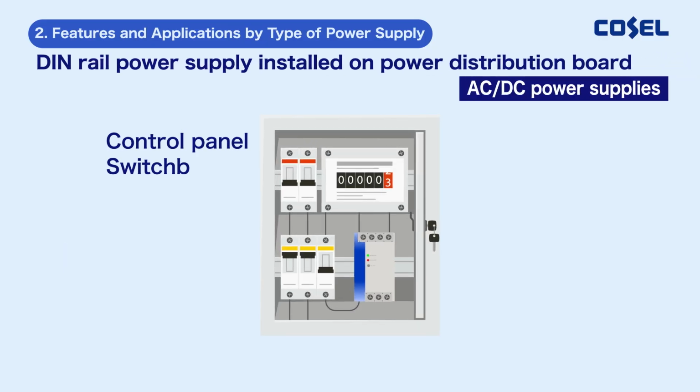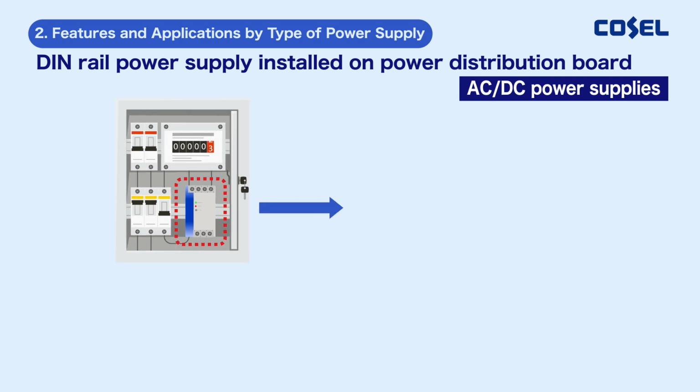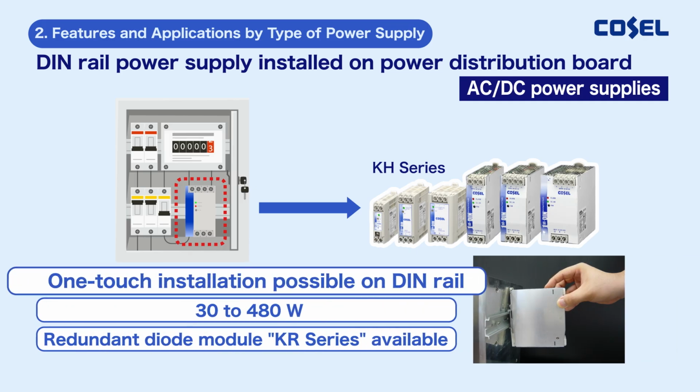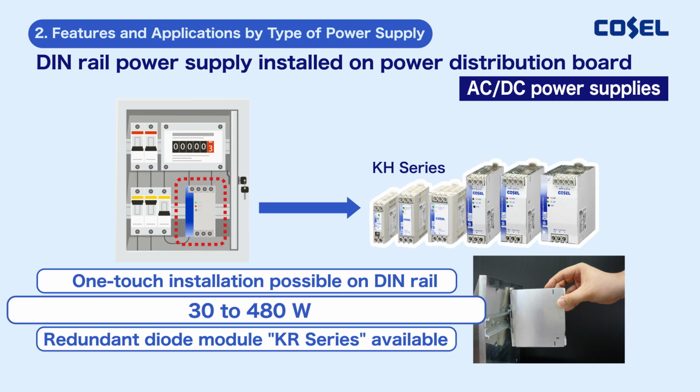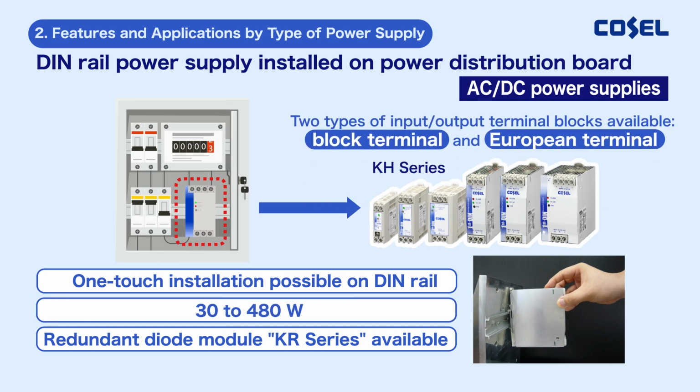The DIN rail power supply has a DIN rail attachment on the back of the power supply, allowing one-touch installation on the DIN standard rails used in control panels and power distribution panels. Our range includes a wide range of products from 30 watt to 480 watt, with two types of input-output terminal blocks available: block terminals, which are common in Japan, and European terminals.